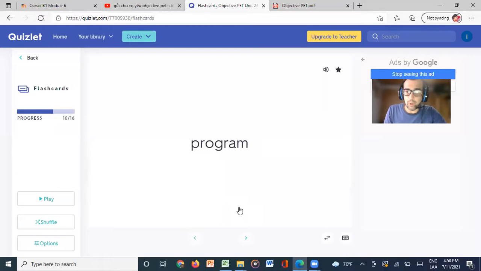Number 10, we have program. Program. 11, replace. Replace. 12, round. Round. 13, square. Square. 14, we have, well, it's the same. We have the same. 15, stone. Stone. And the last one, wood.